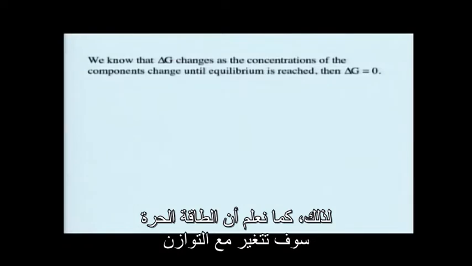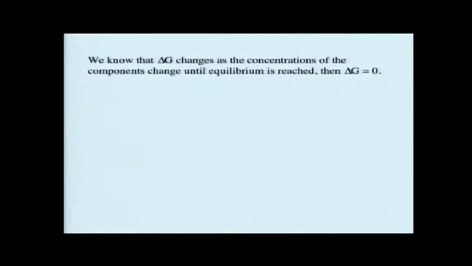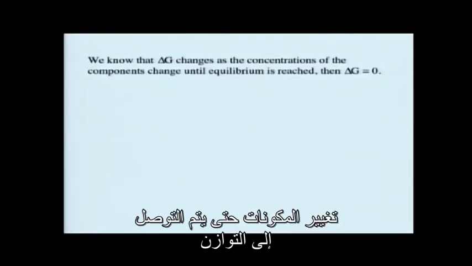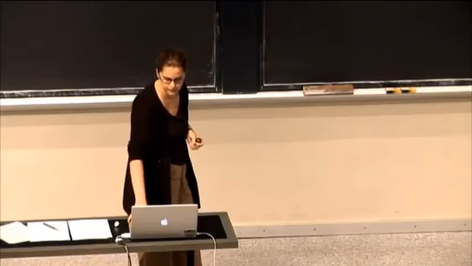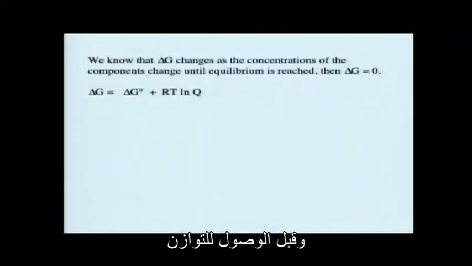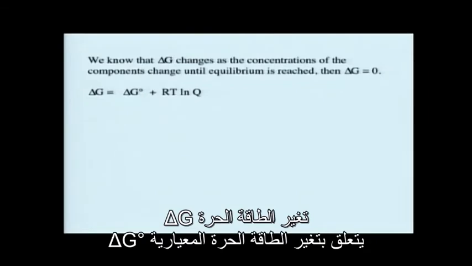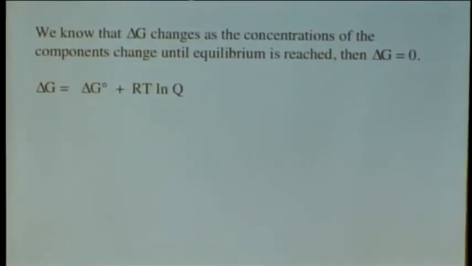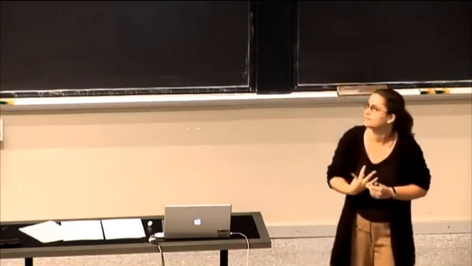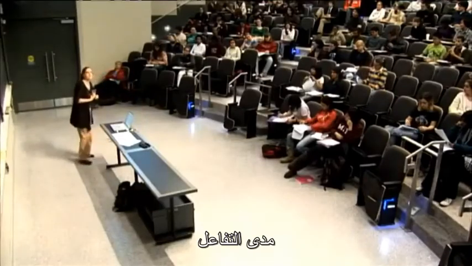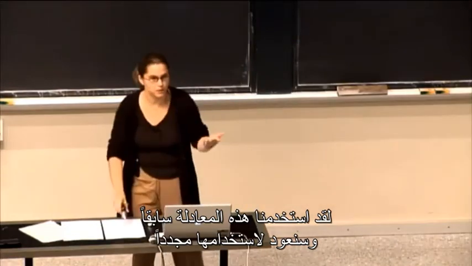So we know that delta G is going to change as the components change until equilibrium is reached. When equilibrium is reached, delta G is going to be equal to 0. Before equilibrium is reached, delta G will depend on the delta G naught for the equation, RT, and the natural log of Q, where Q is what? What's Q? The reaction quotient. We saw this before, and we're back to using it again.